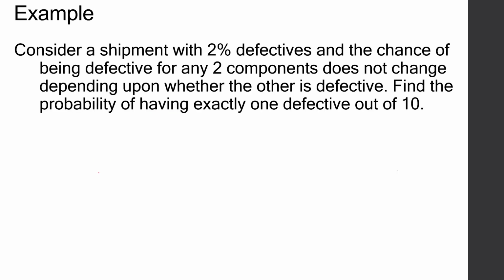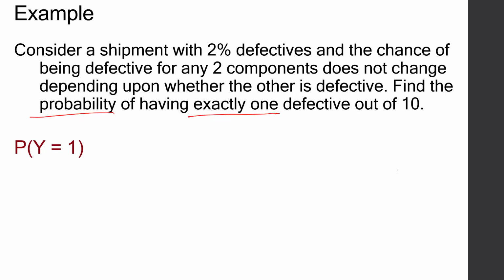So let's jump right in and do some examples so we can get a handle on this. So consider a shipment with 2% defectives, and the chance of being defective for any 2 components does not change depending upon whether the other is defective. Find the probability of having exactly 1 defective out of 10. Now, I'm going to recommend strongly that you write the words into a probability statement first when you're attacking these problems. So how do we write these words in a probability statement? Well, we want to find the probability of this binomial random variable being equal to 1 out of 10. So that's the probability Y equals 1. All right, that's a good start.